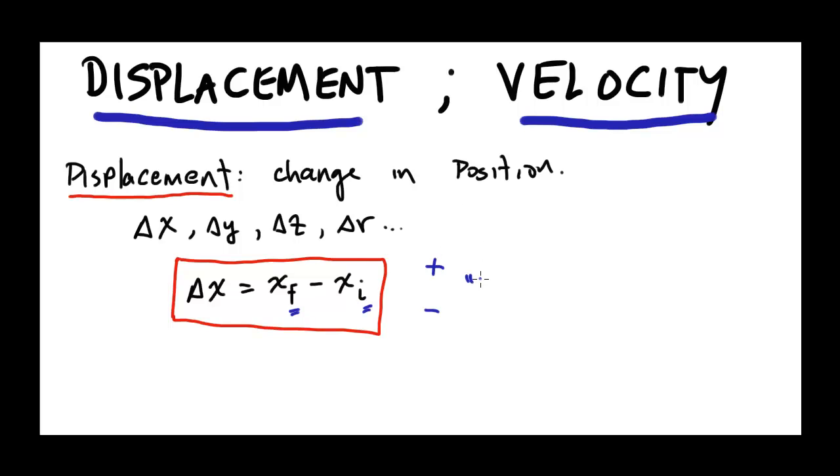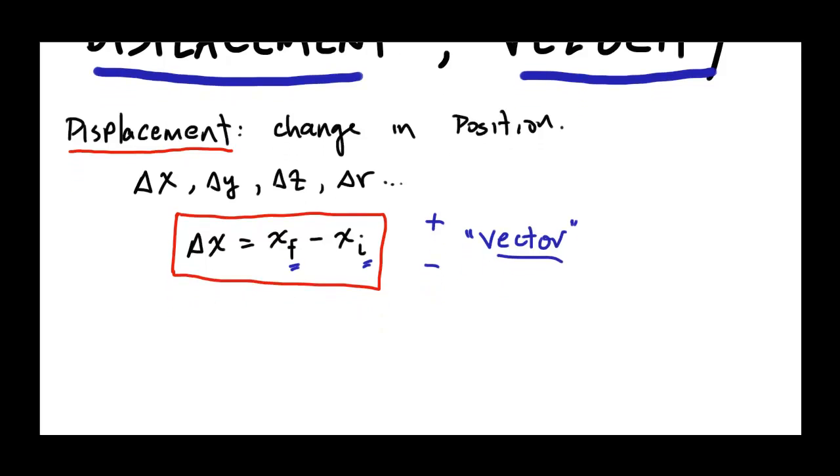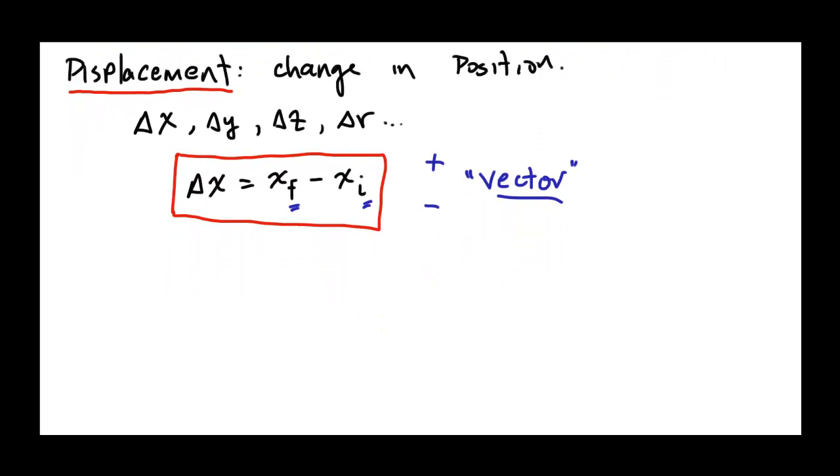You might hear me use this term, this is what we call a vector quantity. For right now, I want you to know that all that means is it can be positive or negative. Next chapter we'll look in a lot more detail at what a vector really is. So for right now, we just know it can be positive and negative. So let's investigate this a little bit more.